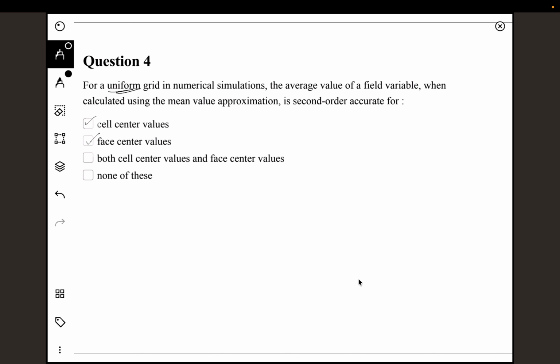It's actually both face and cell centers. One is for the mean value approximation, the other one we used for something else. So for the mean value approximation, we take the cell center, and for the gradients, we were using the face center values for the flux. Both are second order accurate.